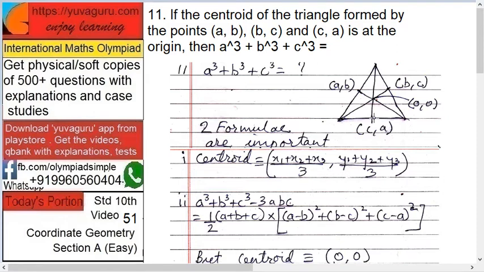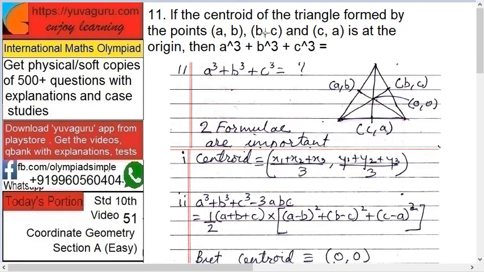So what are the medians? Median is a line which starts from the opposite vertex to the center of the given side. Okay. So these three medians meet over here, and what is given? This point is 0 0 because it's at the origin. Okay. So A cube plus B cube plus C cube is asked.